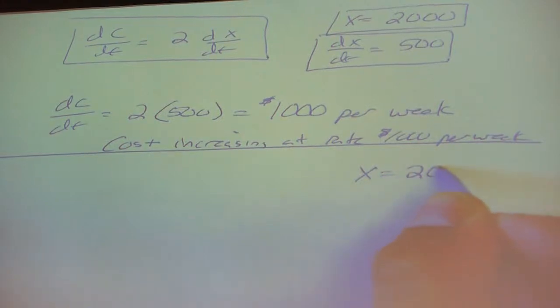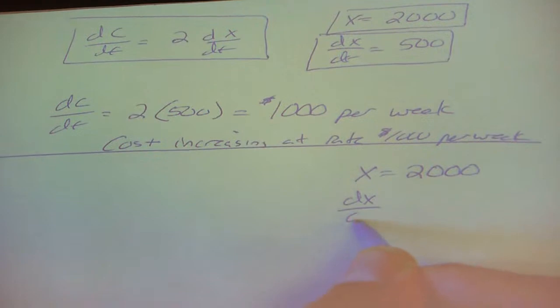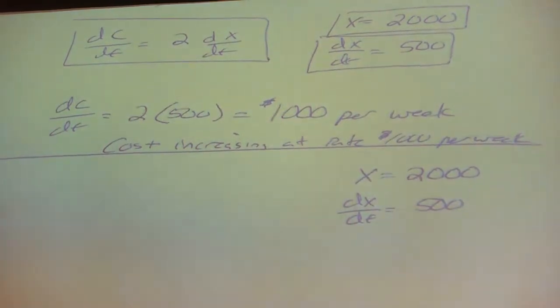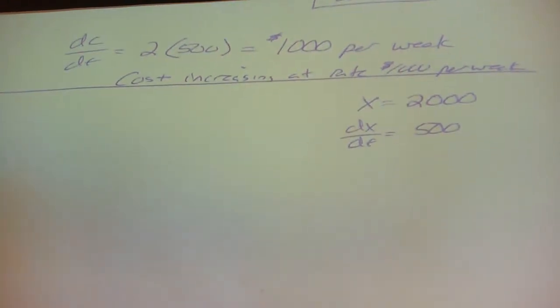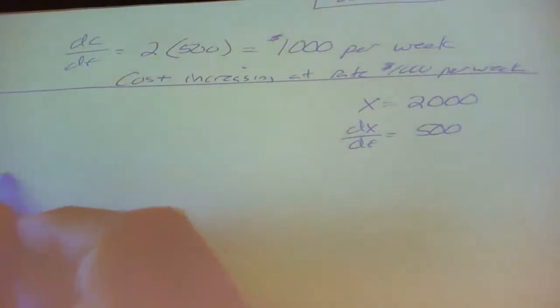Remember, we're talking about 2,000 flash drives, and we know that the rate of change for x, how x is changing, is 500 per week. So let's do the same thing for revenue.